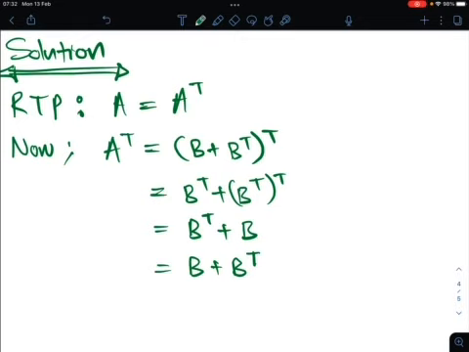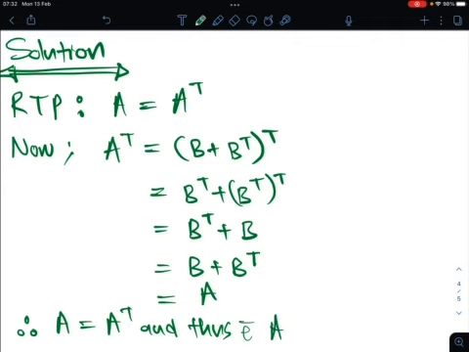But B plus B transpose is actually A. So therefore, we can see that A is equal to A transpose, and thus the assertion follows. This is how we get to prove the result that we have here.